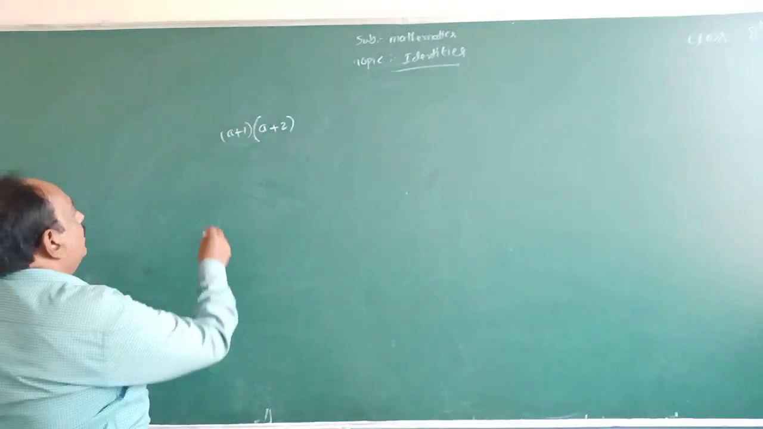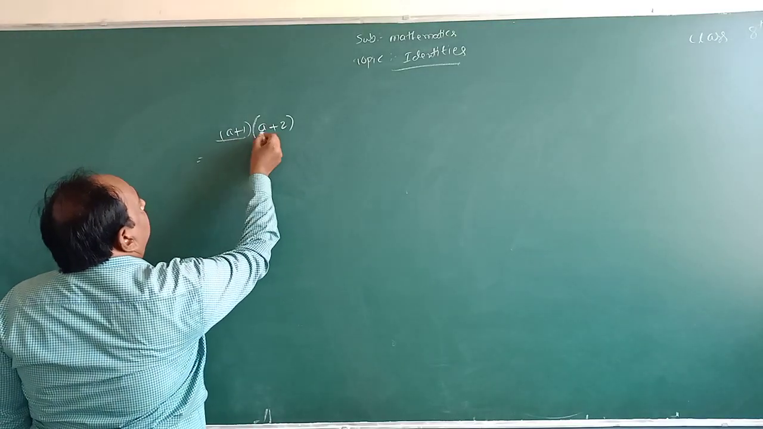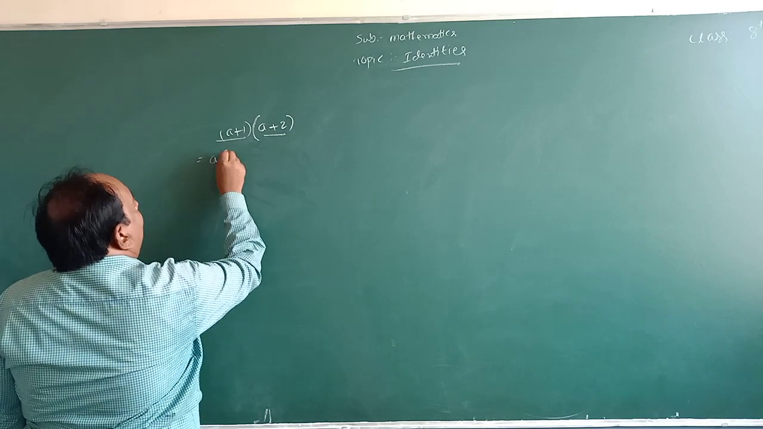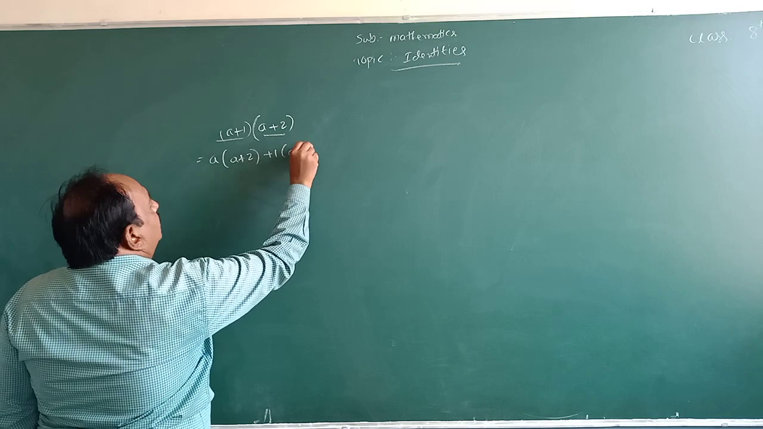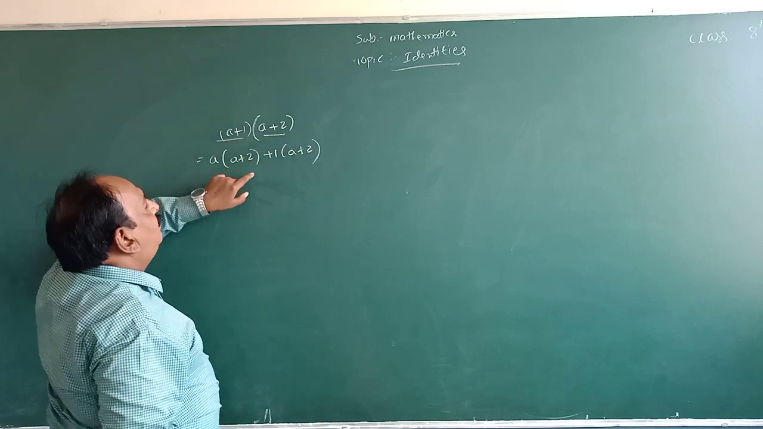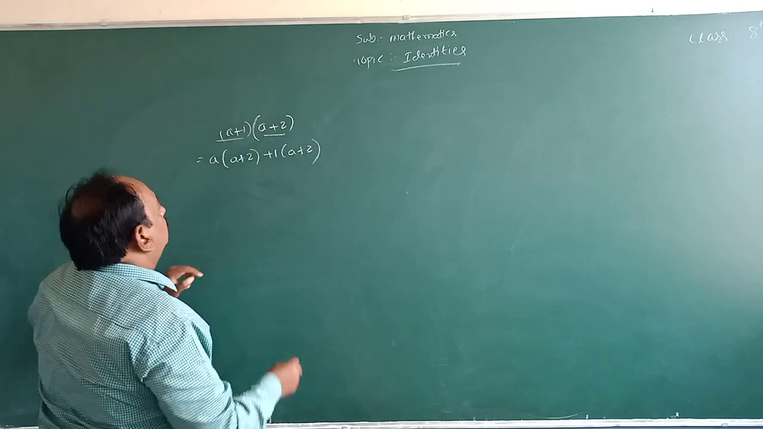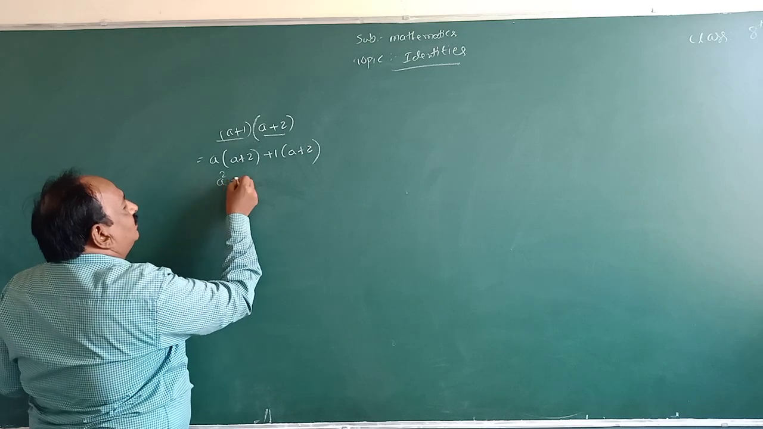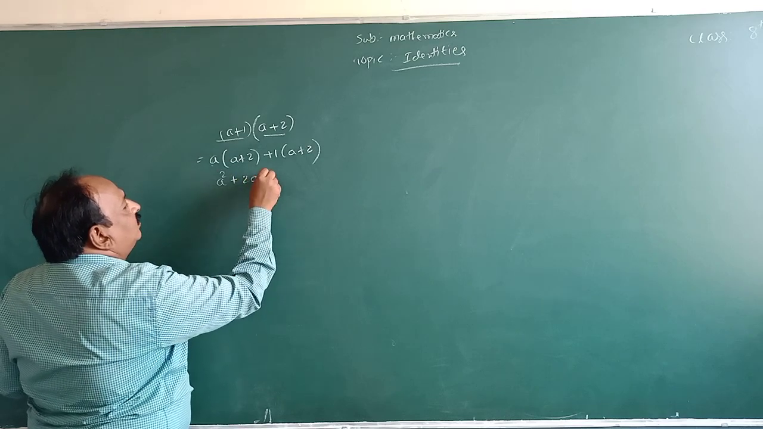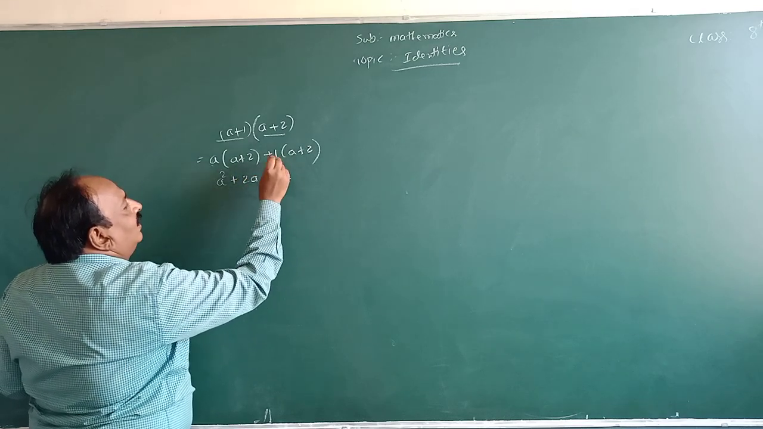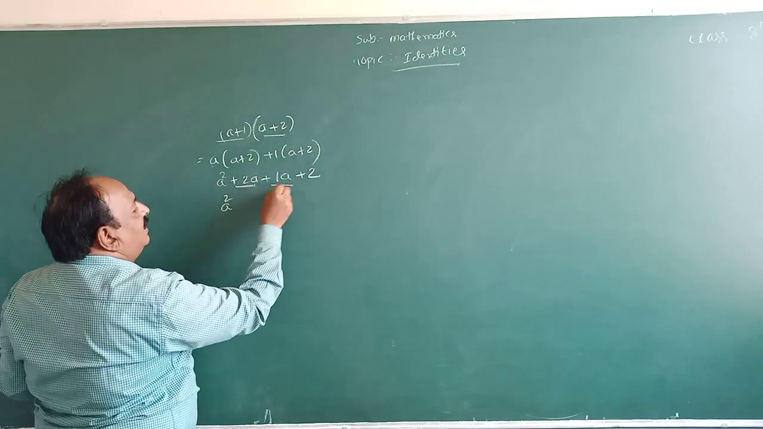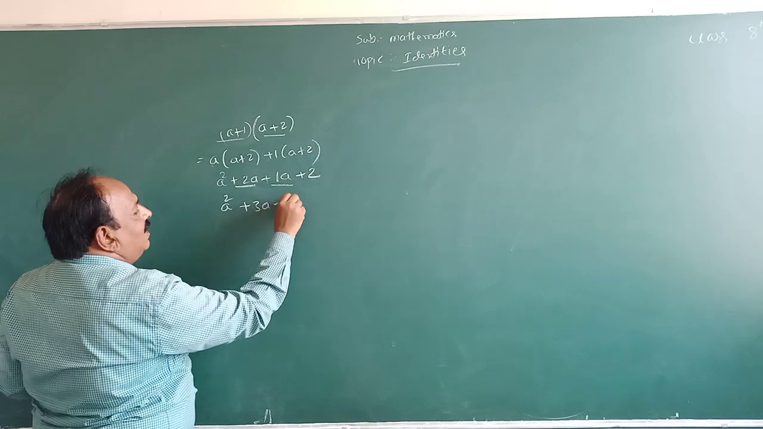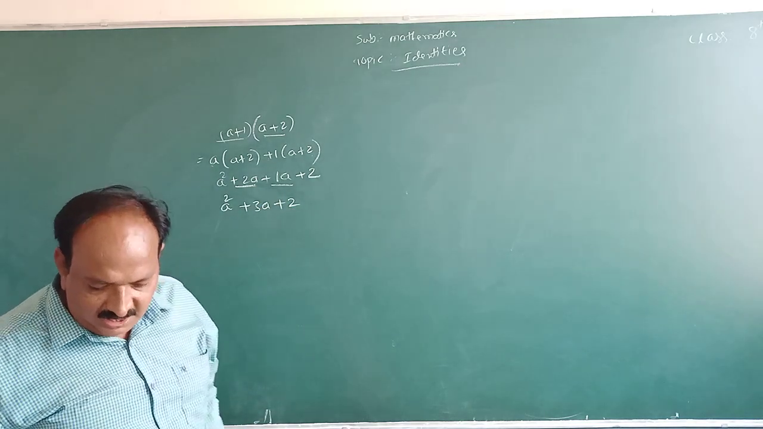So, this is the multiplication of a binomial by a binomial: a into (a + 2) plus 1 into (a + 2). A into a + 2, 1 into a + 2. A into a is a square, 2 into a is 2a, 1 into a is 1a, plus 2 ones are 2. a square, 2a plus 1a is nothing but 3a, plus 2.